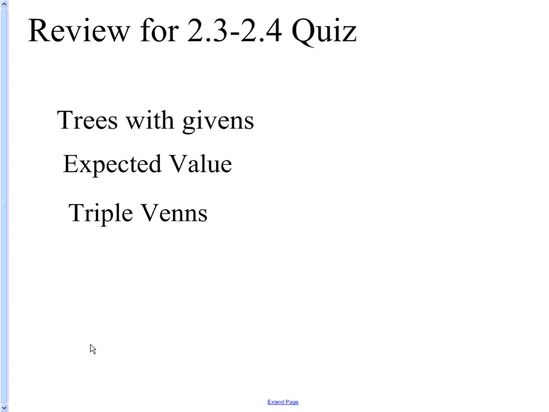So we're reviewing for the quiz. Here's the 3 topics that we need to go through. Trees with givens, expected values, and triple Venns. On your scratch paper, follow along with me, and I'll ask you to do some stuff here and there.